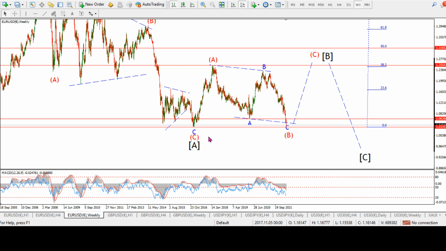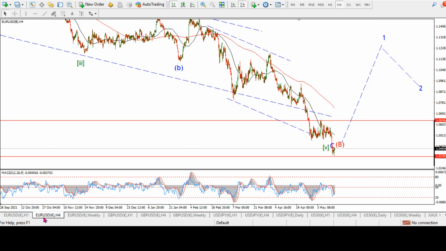If we get a break of that, it changes this pattern into an expanded flat. So we get an A up, 3 waves down in wave B, and then a rally back out above the wave A top in wave C. I still prefer the idea of a rally in wave C coming our way. I just think right now it's going to be longer and probably more intense. We're talking about probably 2200 or 2300 points here over the next 6 months, 8 months, however long it'll go. Okay, that's the weekly chart.